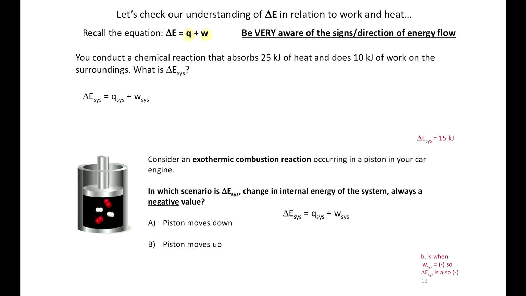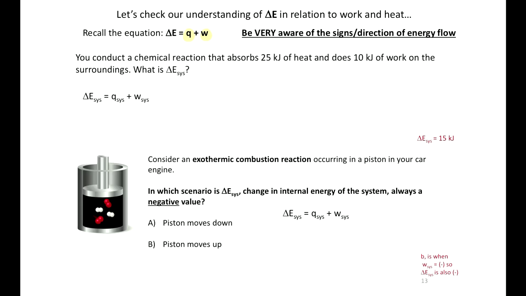Let's say we conduct a chemical reaction that absorbs 25 kilojoules of heat and does 10 kilojoules of work on the surroundings. What is delta E of the system? So what a lot of students will do is see, oh, delta E equals Q plus W. So the answer is 25 plus 10. But not necessarily. Okay, we got to do reading comprehension. We need to make sure the signs are right.